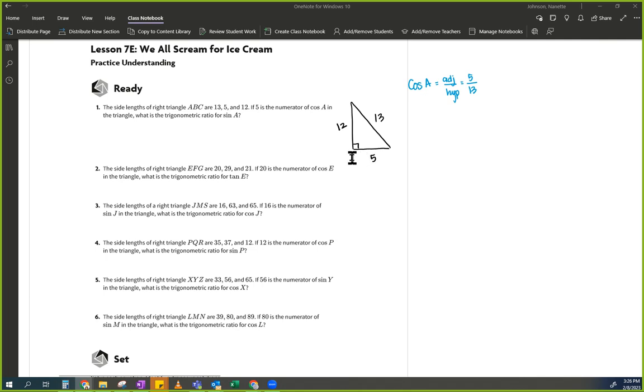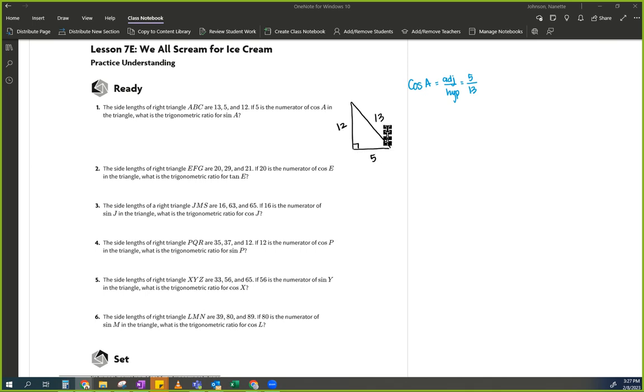Now, no, because if you're saying cosine of A is adjacent over hypotenuse, and it's giving you a value like 5 over 13, that means A is either here or here, not here. A cannot be here, because that's the 90-degree angle. And then if you look, both of these are adjacent, right? And that doesn't make sense.